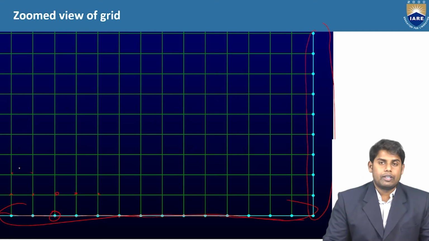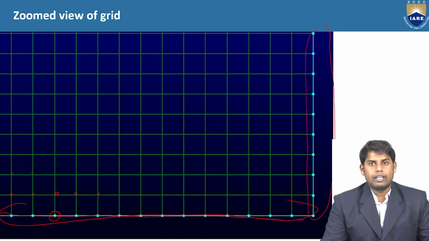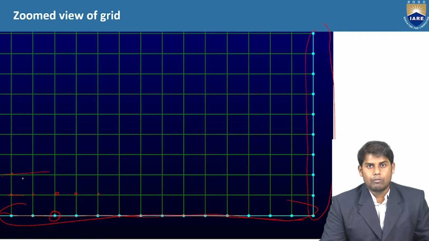The grid points are obtained when the x and y lines intersect. In the case of a structured grid, the x lines are parallel to each other, and the y lines are also parallel, and the intersection of these x and y lines gives rise to a point called a grid point, a mesh point, or a node. There are different names for it.